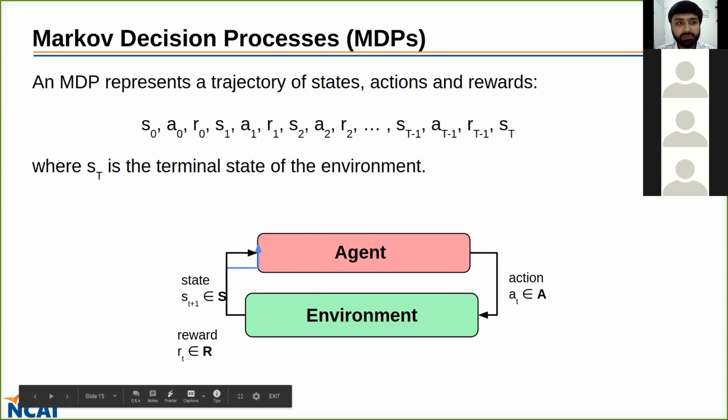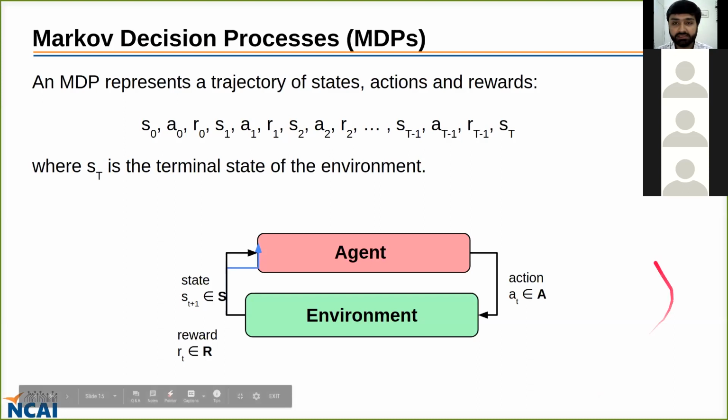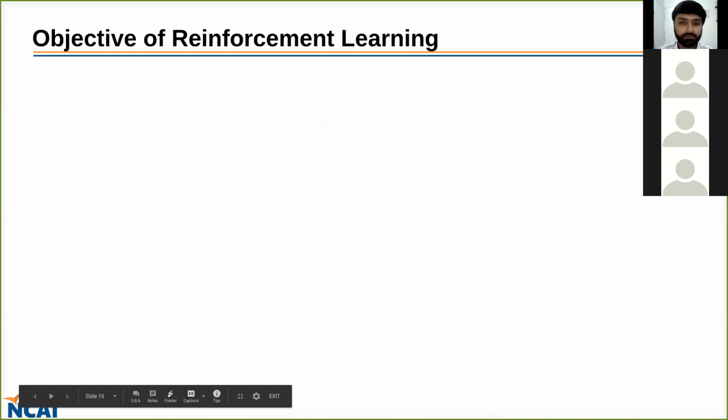So an MDP, or Markov decision process for short, represents a trajectory of states, actions, and rewards. What we saw earlier was just one instance, but what you can see here is that at state S sub 0, you take action A sub 0, get R sub 0, and it continues till this terminal state S sub capital T. And this terminal state ends the interaction of the agent with the environment.